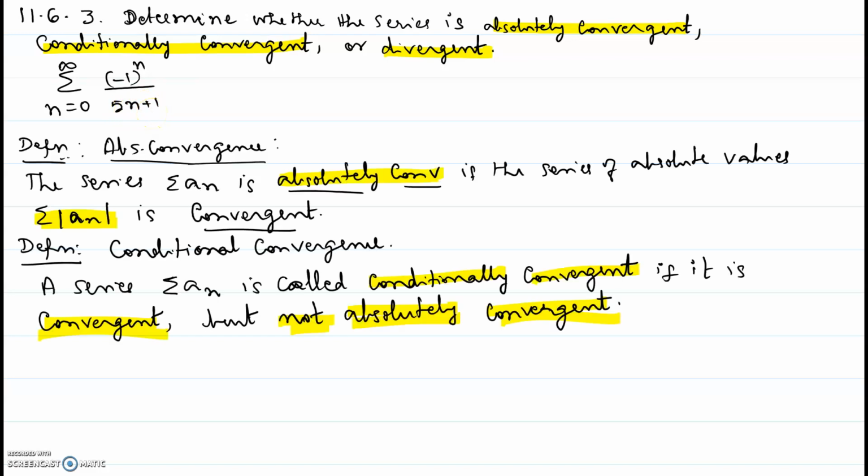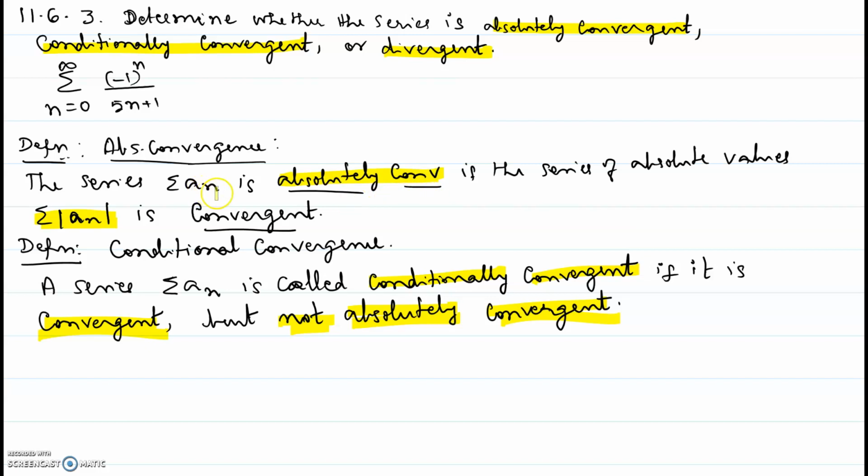First, let's understand the terminologies absolutely convergent, conditionally convergent, and divergent. So, what do you mean by absolute convergence? The series sigma an is absolutely convergent if the series of absolute values sigma absolute an is convergent. It also means if the series is not alternating, if the series doesn't have signs, all of them are positive, then there is no difference between absolute convergence and convergence. Convergent means absolute convergence in the case of positive terms. They mean one and the same.